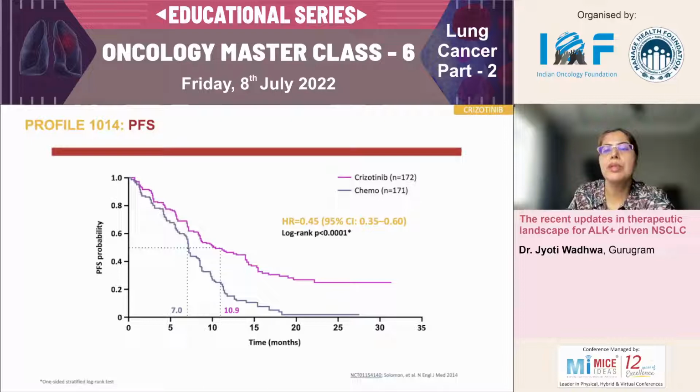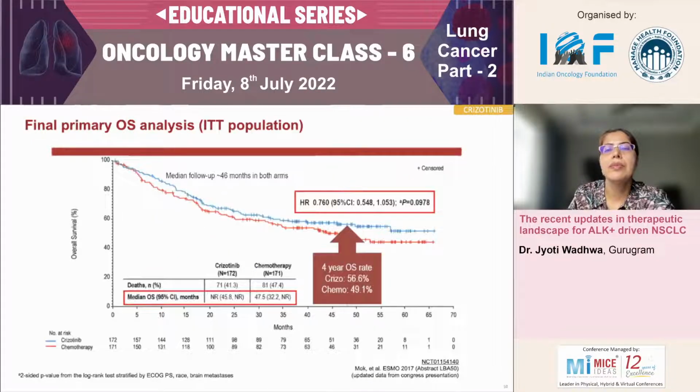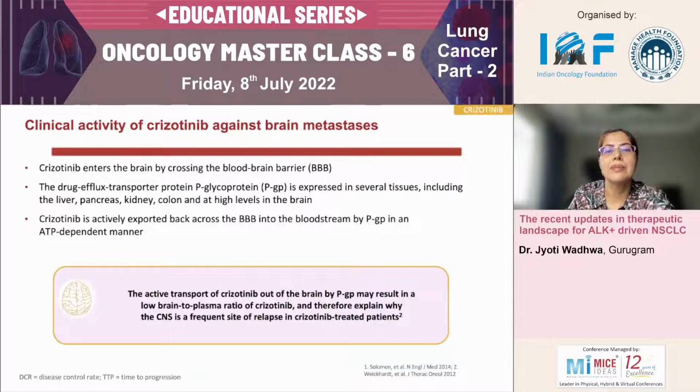The PFS was impressive. Note the impressive hazard ratio of 0.45 with the use of crizotinib. The overall survival was also impressive. 4-year OS rate with crizotinib was 56% compared to 49% with chemotherapy. And the median OS, in fact, was not yet reached at the point of reporting of that study.